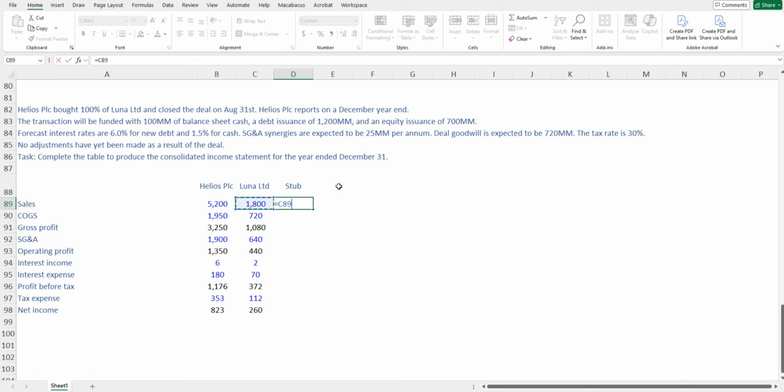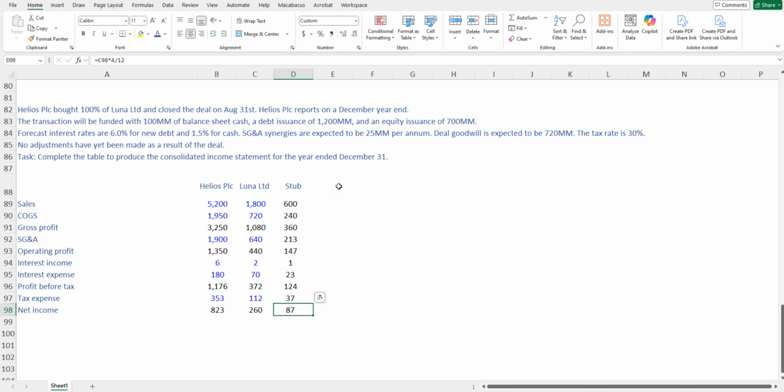So I will use Luna's income statement times 4/12. So why is it 4/12? Well, because like I said, January to August, the figures do not belong to Helios. After the acquisition, yes, Luna's income statement figures belong to Helios, right? So after August, we know it's September, October, November, and December. So it's 4/12 months, right? So I copy and paste for Luna for the next 4 months.